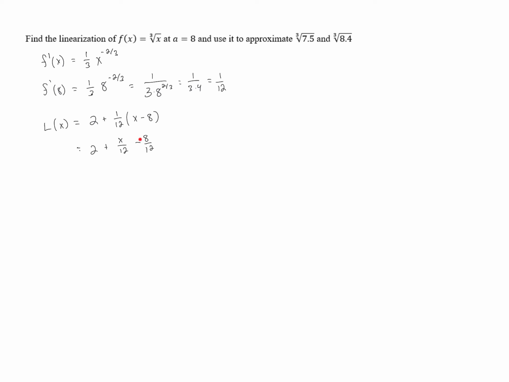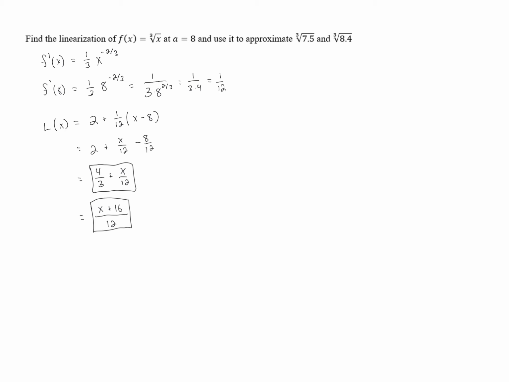Now 8 twelfths is the same as 2/3, so we've got 2 minus 2/3. That is 1 1/3, which is 4/3. So we've got 4/3 plus x over 12. You could leave it like that if you want. You could also write it as a fraction with 12 as the denominator. X twelfths is x twelfths, and then 4/3 is the same as 16 over 12. So we end up with x plus 16 over 12.